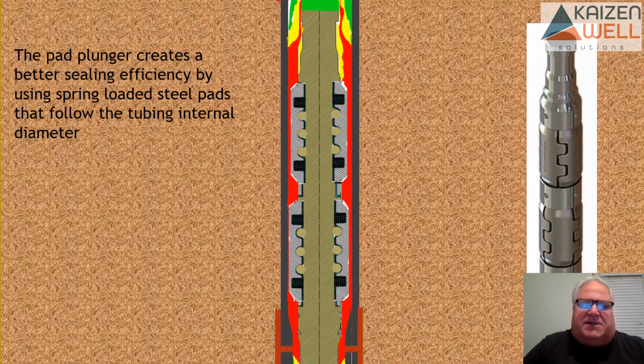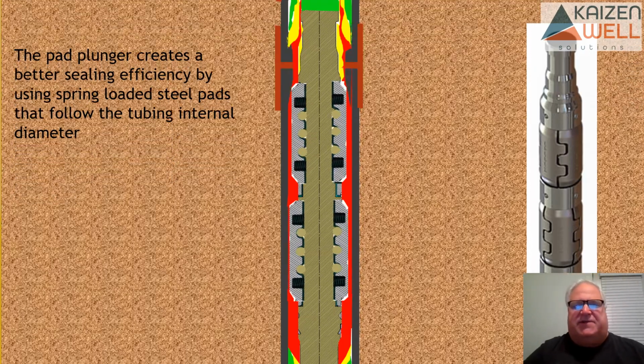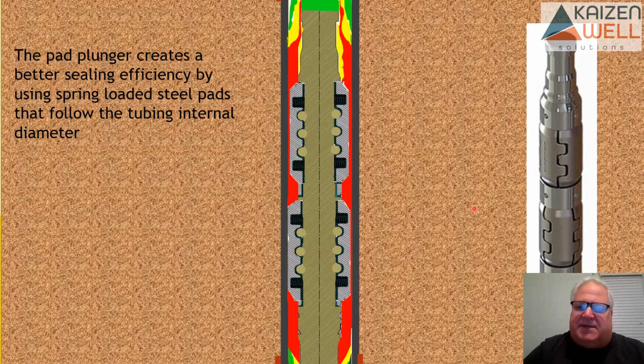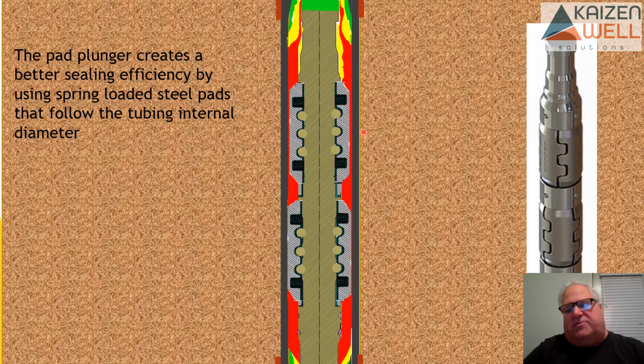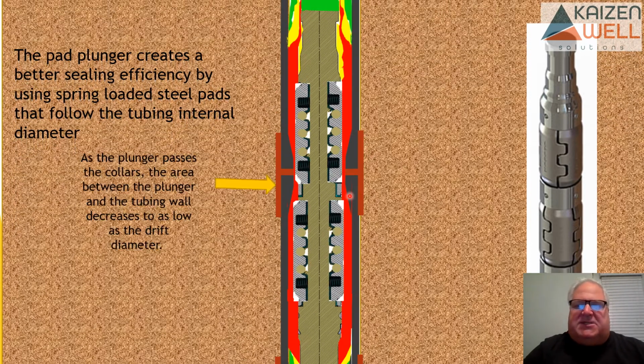Now, here's an example of a pad. Why is a pad plunger more efficient? Basically, these spring-loaded pads are able to push towards the tubing wall, and when they come to a tight spot, they can collapse and then they can expand into these larger areas.